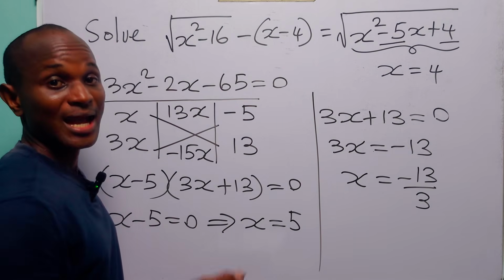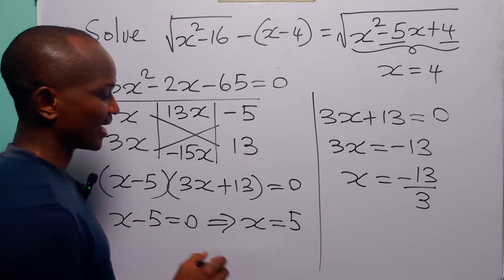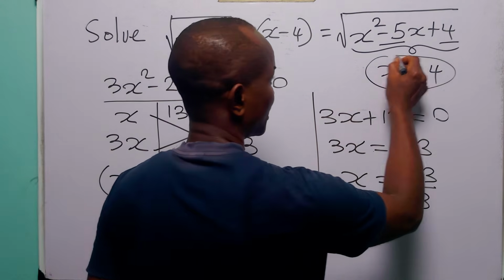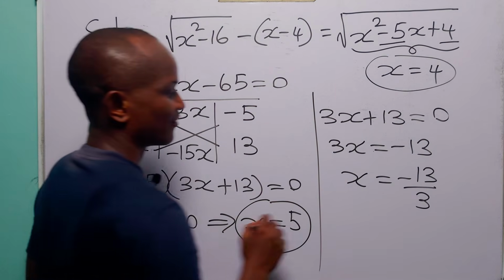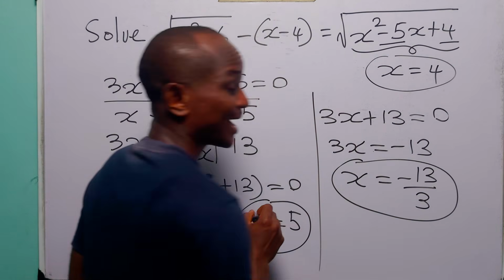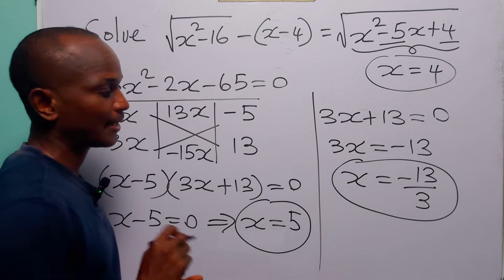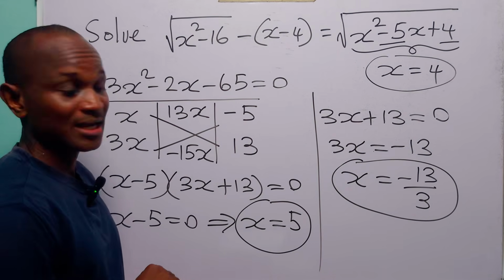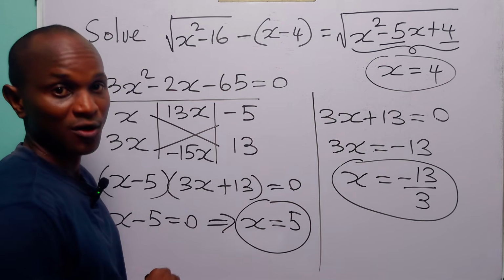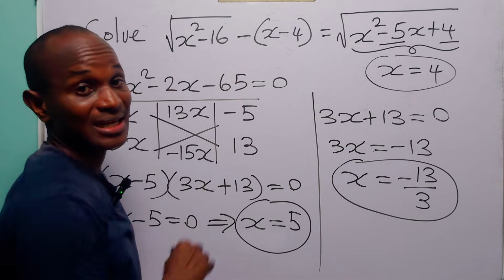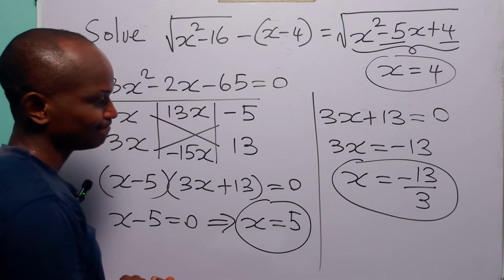So all in all, we have three values of x. We have x equal to 4, x equal to 5, and x equal to minus 13 over 3. Now, I'd like you to check these three values and tell me which of them satisfy the original equation.